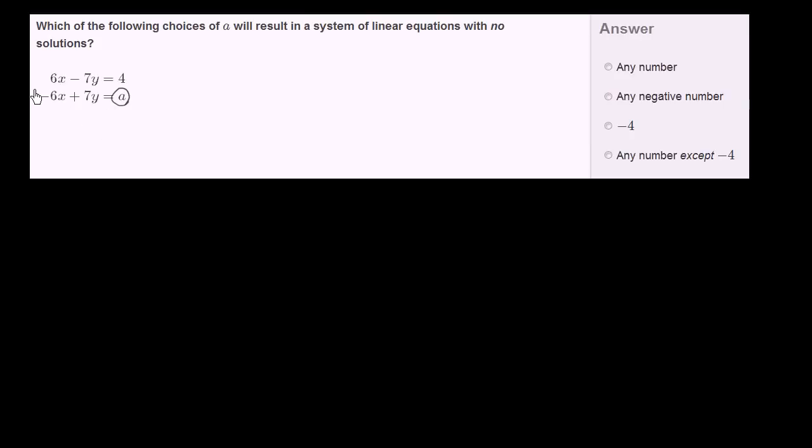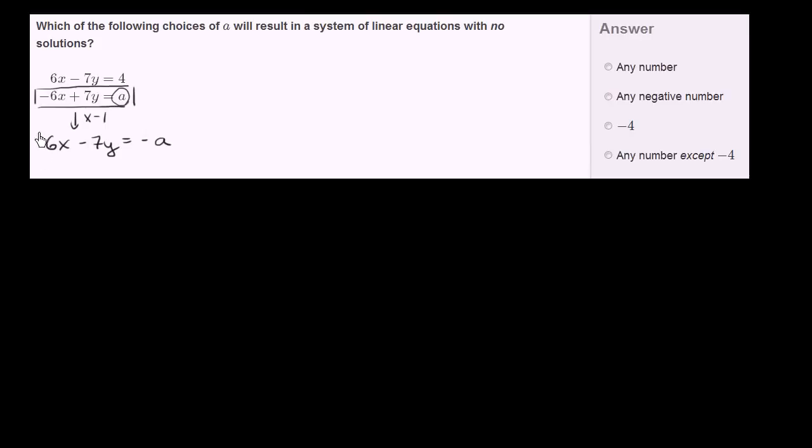Let's try to algebraically manipulate the second equation so that the left-hand side looks exactly the same as the left-hand side up here. And then we just have to make sure that the right-hand side is different. And then you will have no solutions. So let's think about that a little bit. It looks pretty close. If we multiply the left-hand side by -1, it's going to look just like the left-hand side over here. So let's multiply the left-hand and the right-hand side by -1. So it's essentially the same equation. So negative 6x times -1 is positive 6x. 7y times -1 is minus 7y, and a times -1 is negative a.